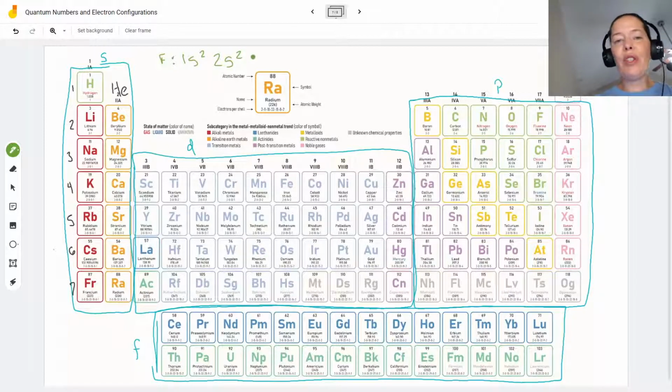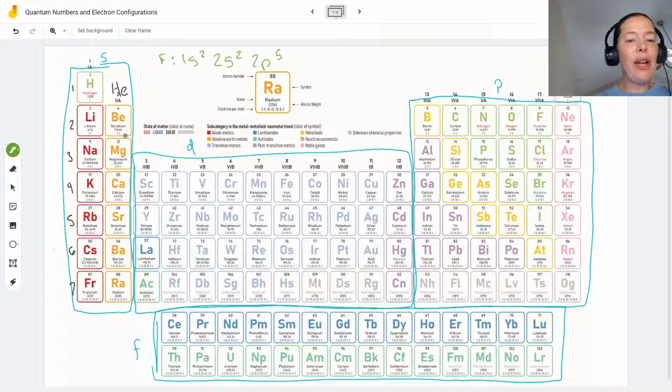I have to skip across to my 2p's. And for fluorine, let's count across: 1, 2, 3, 4, 5. Fluorine has an atomic number of 9, so 2 plus 2 plus 5 is 9, so I have accounted for all of my electrons. Okay, let's skip neon.